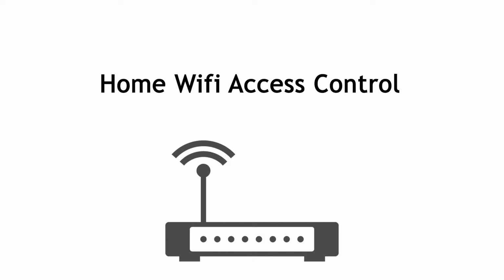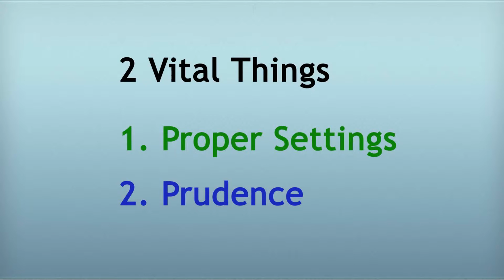Home Wi-Fi access control. Two things are vital to keeping your network safe: proper settings and prudence. The first step is easy. You just need to adjust the settings on your router once. The second step, however, requires more effort. When you're online, you'll need to be prudent about your online activities.